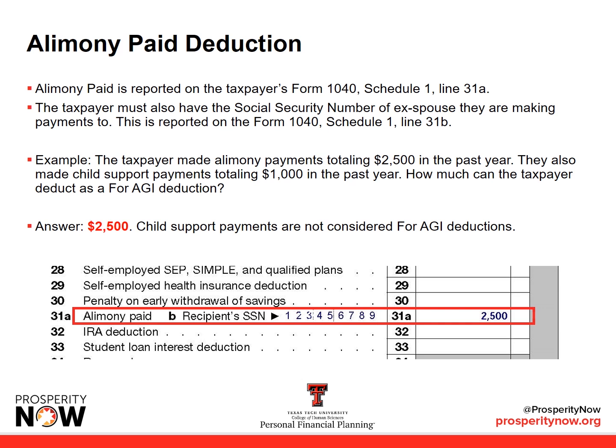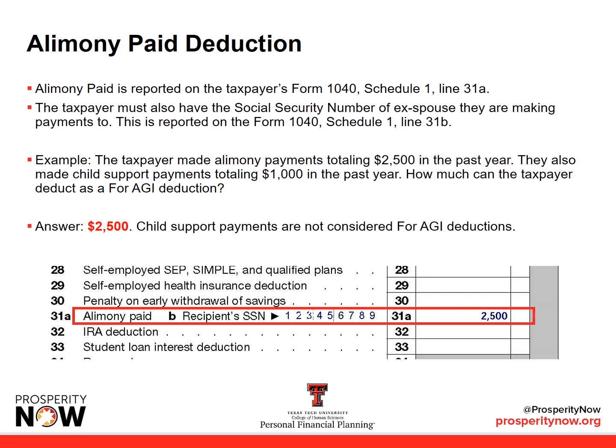Alimony paid is reported on the taxpayer's Form 1040, Schedule 1, line 31a. The taxpayer must also have the social security number of the ex-spouse they are making the payments to. This is reported on Form 1040, Schedule 1, line 31b.